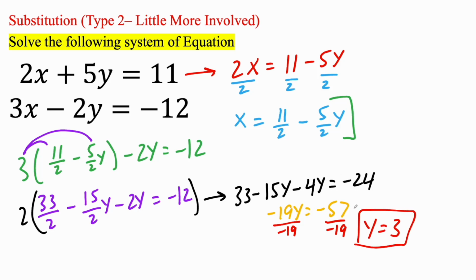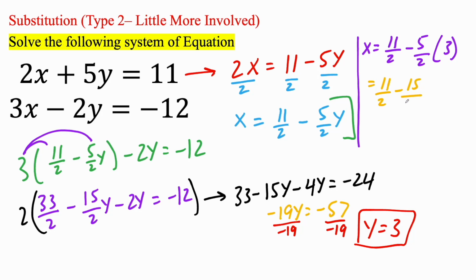Now we're almost done. We have y and we have an equation for x. x is equal to 11 divided by 2 minus 5 divided by 2y, but we know y is 3, so we can swap here. So we'll say x is equal to 11 divided by 2 minus 5 divided by 2 parentheses 3. And so we're going to get, again, 11 divided by 2. Negative 5 times 3 is negative 15. So we have negative 15 divided by 2. And 11 minus 15 will give us negative 4. So we have negative 4 divided by 2, which is negative 2. And so we can say that x is equal to negative 2.